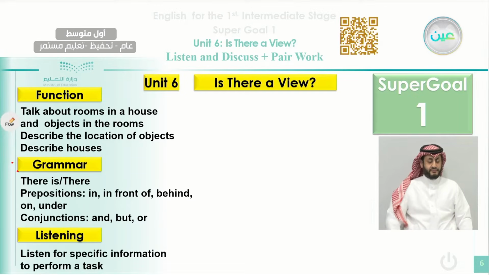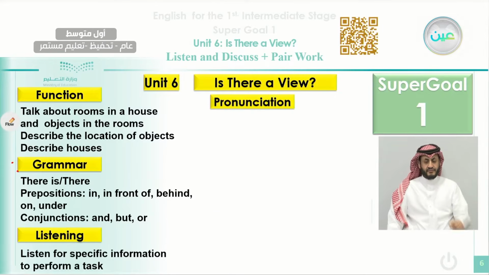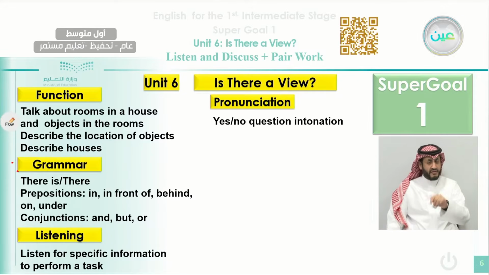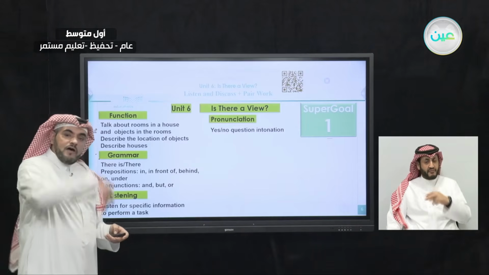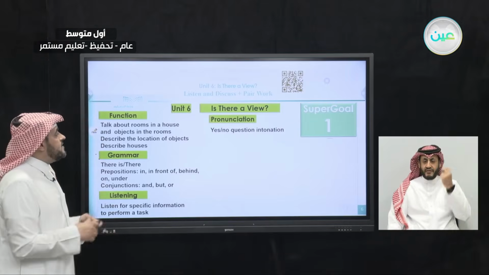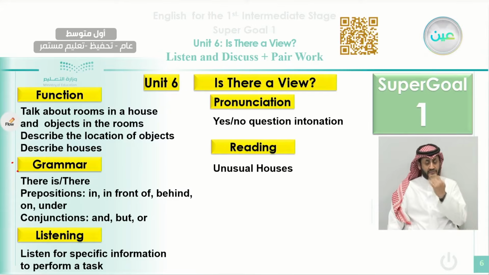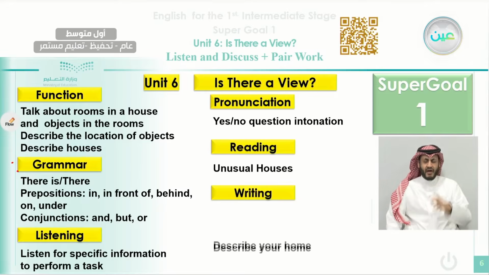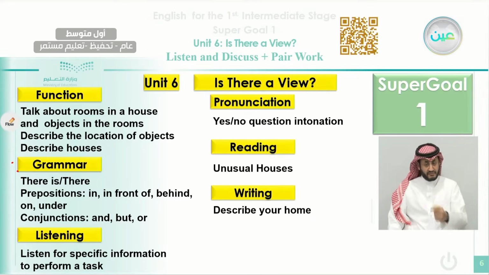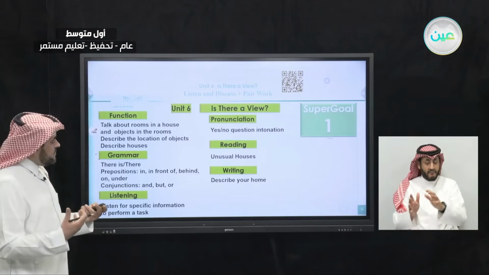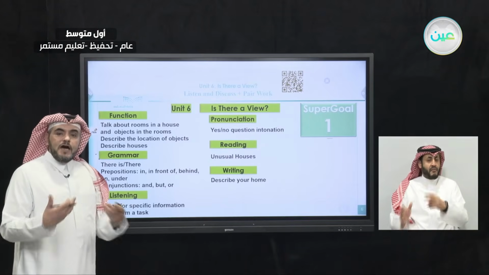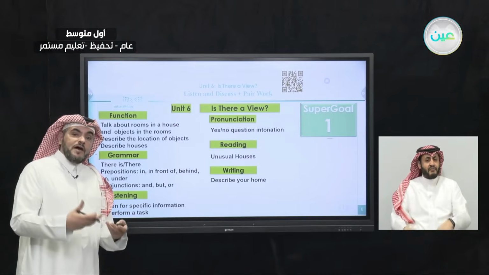Also, in the listening section in this unit, you're going to listen for specific information to perform a task. In the pronunciation section, you will learn how to make the intonation. You know the intonation, the sound that goes down, and sometimes goes up, in answering yes, no question intonation. In the reading section, you're going to read about strange houses, or we call them unusual houses. In the writing section, you are going to describe your home. You will write some sentences describing your home in a paragraph, and you will learn how to build a paragraph and how to make it.